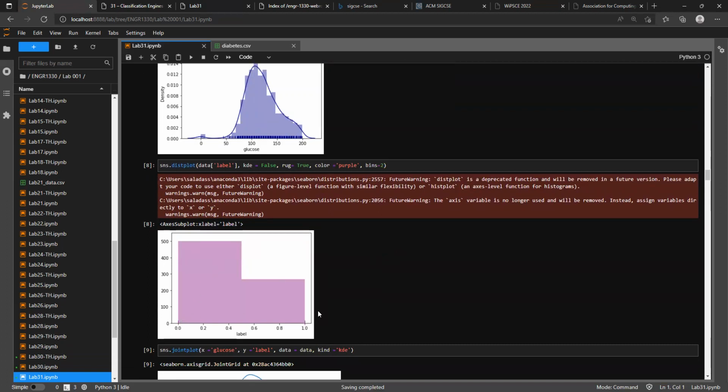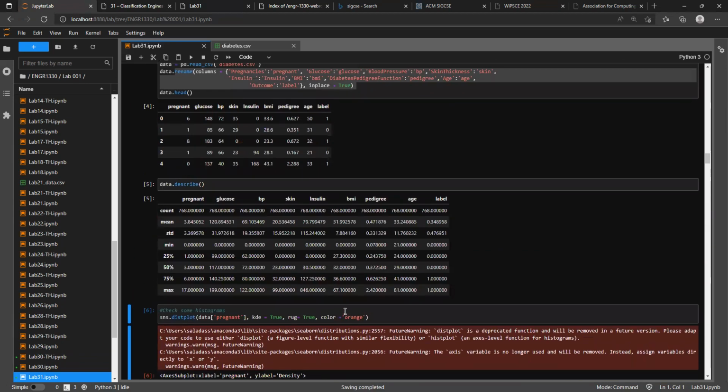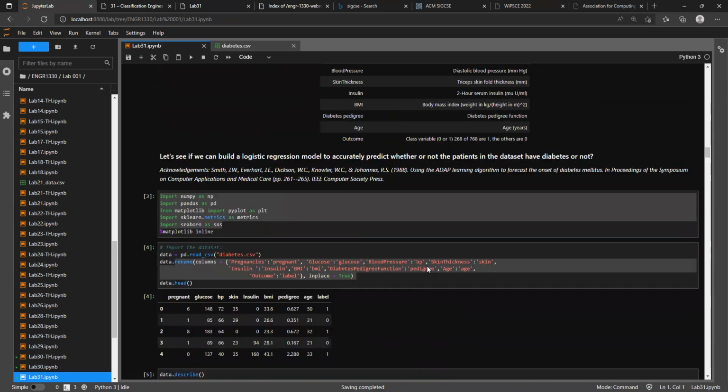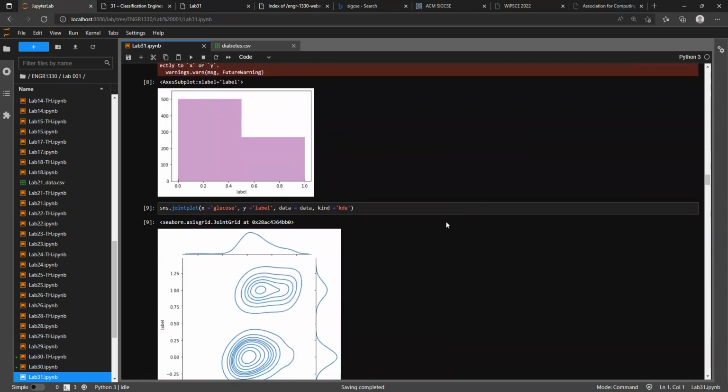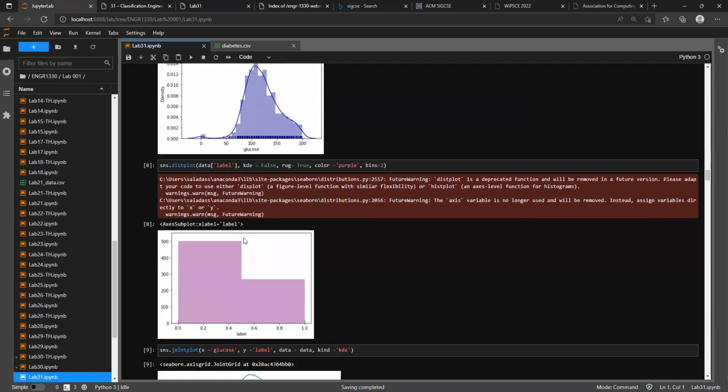Let's see. Label. That's amazingly useful. Wonder what label's for. Oh, that's the output, right? Yeah, that's the output. So this is apparently the known data for diabetes or not. Okay.